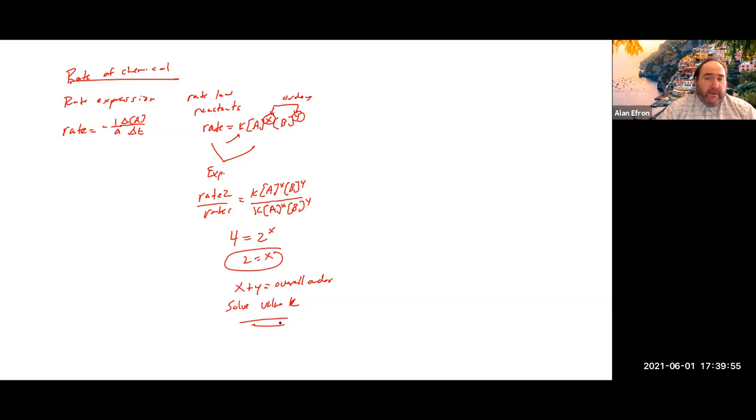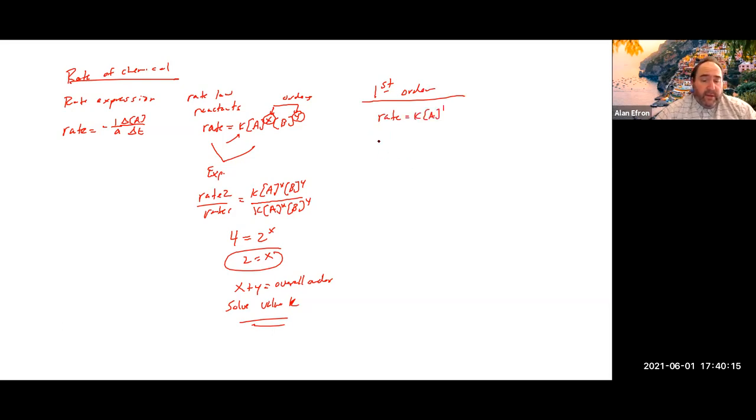Now, we also started to talk about some different types of orders, and we got through first order reactions. First order reactions can occur where you have, for example, the rate is equal to k A to the 1 in this case.